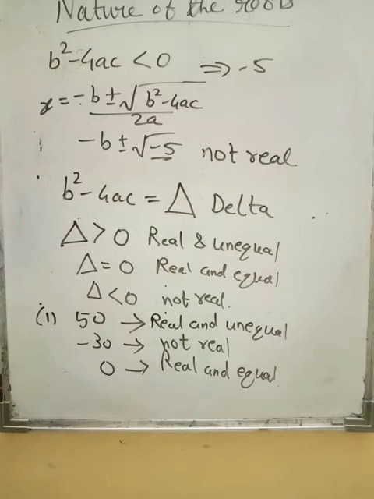Before going to it, let me talk a little bit about the equation. How is the equation formed if you have alpha and beta as two roots? Is this part clear?